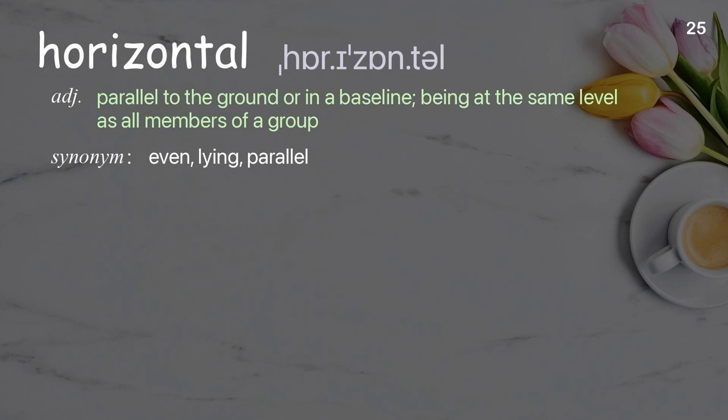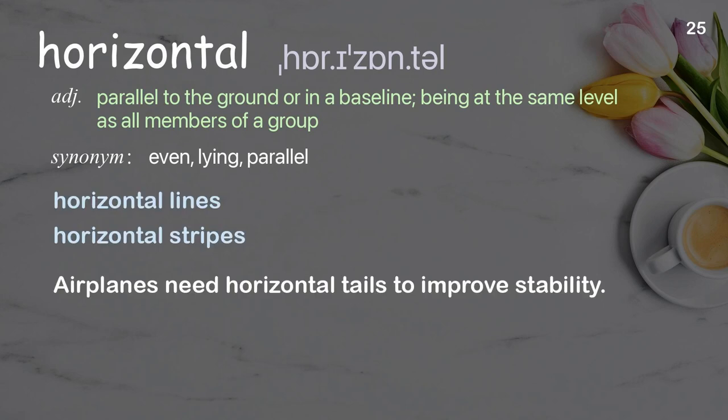Horizontal. Parallel to the ground or in a baseline. Being at the same level as all members of a group. Examples. Horizontal lines. Horizontal stripes. Airplanes need horizontal tails to improve stability.